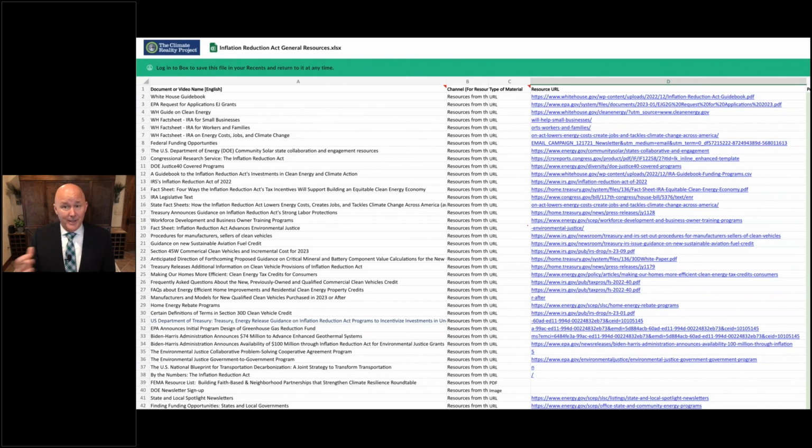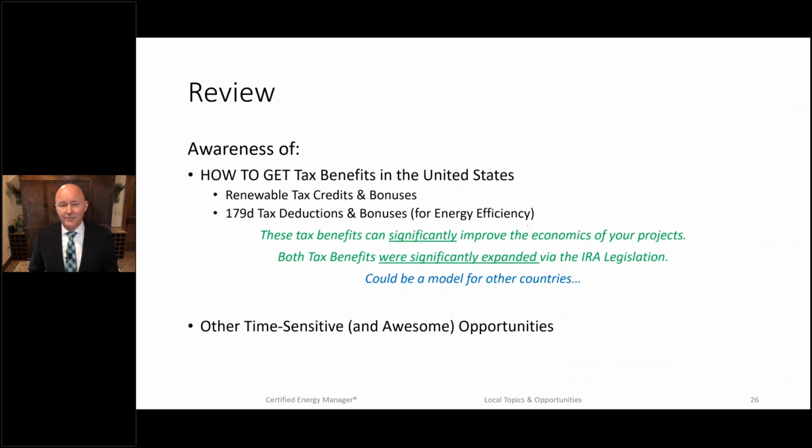And utilities also may have rebates in your area that can significantly help projects that we wanted to make you aware of. But the primary goal of this section, for the United States, was to understand what the renewable credits are, how you get them, how you get these bonuses, look at the maps, and then for the 179D, how to understand that and how to achieve that. And hopefully this is helpful.